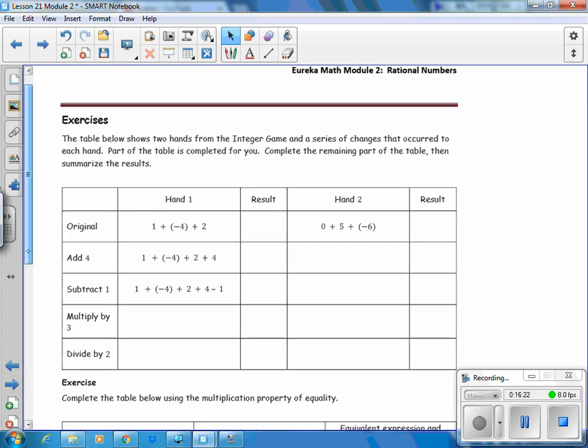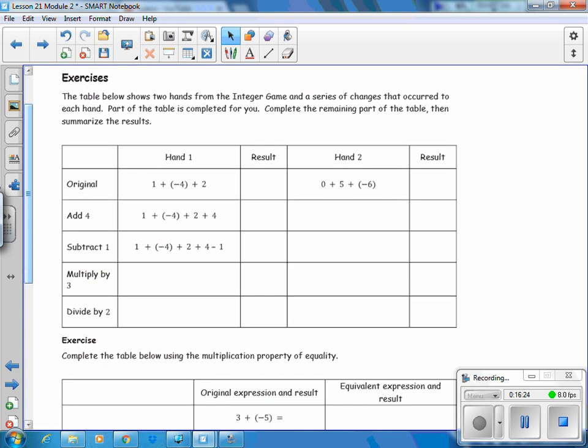For the exercise, the table below shows 2 hands from the integer game and a series of changes that occurred to each hand. Part of the table is completed for you. Complete the remaining part of the table and summarize the results. Pause the video for a moment and get your calculator. I'd like you to use your calculator in the next section.